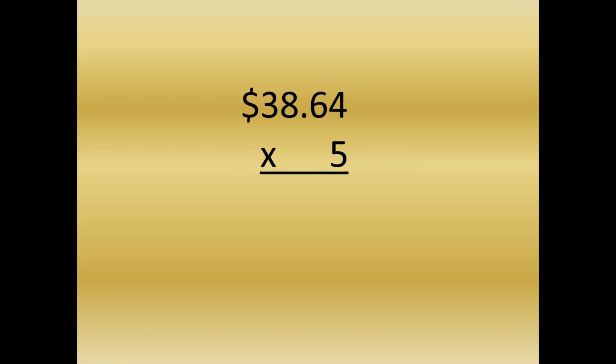$38.64 times 5. We're going to start just like our last couple times, on the right-hand side, with the ones digit. So 4 times 5 is 20. We have a 0 below, and our 2 goes above the 6. Then we do 6 times 5, which is 30, and we add 2 because there's a 2 above the 6, so it equals 32. We put the 2 below our 6 and the 3 goes above our 8.